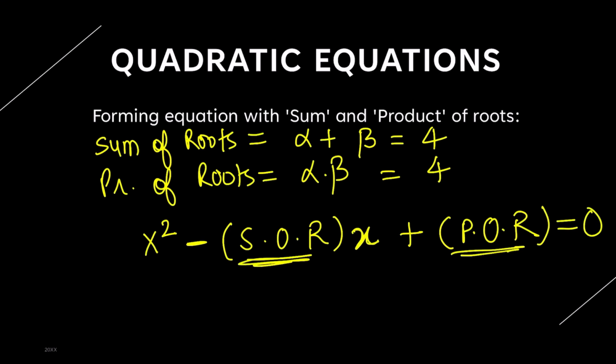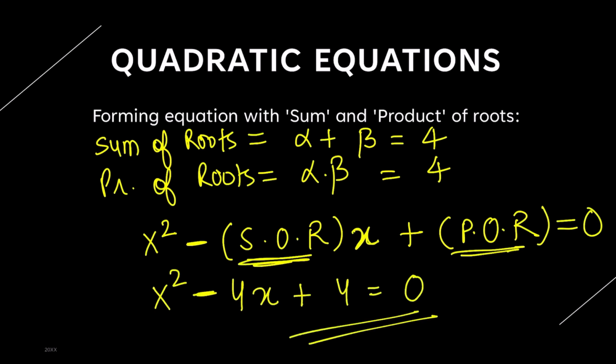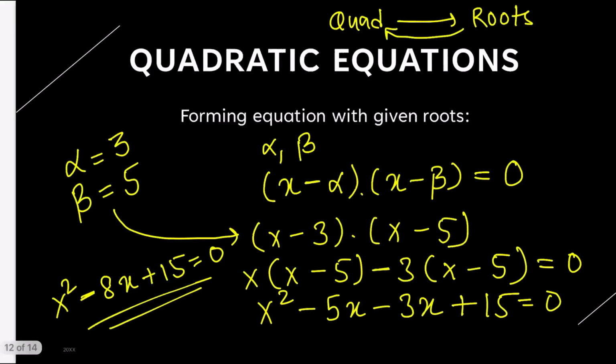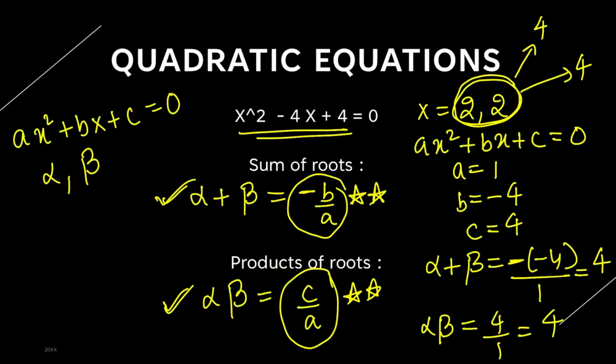If you want to check, the equation will be x square minus 4x plus 4 is equal to 0. And if you recall, this is what we did two slides back. If you check here, this is the question again. So we are able to find the equation if the sum of roots and the product of roots are already given to you. You are not calculating, you are backtracking.